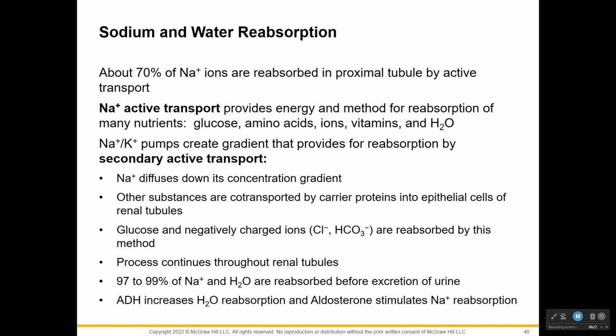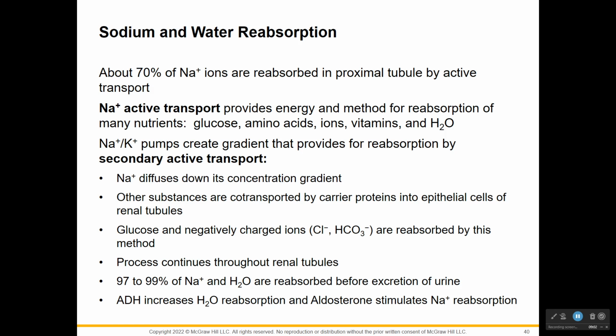Their job is to create a gradient, and this allows reabsorption by what's called secondary active transport. So you have sodium active transport that's going to give you energy to get glucose and amino acids and all these things back into the blood, and then you have secondary active transport that is facilitated by the sodium potassium pump. And so what happens is sodium diffuses down its concentration gradient, but there's a co-transporter protein, and so the sodium cannot move unless it also moves other things with it. And so that's how glucose and ions are reabsorbed. And that happens everywhere.